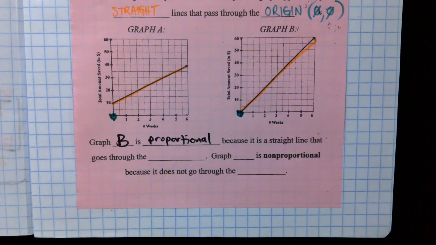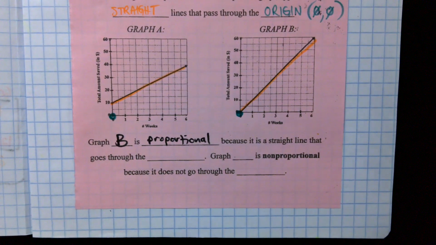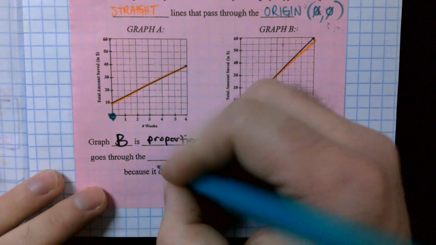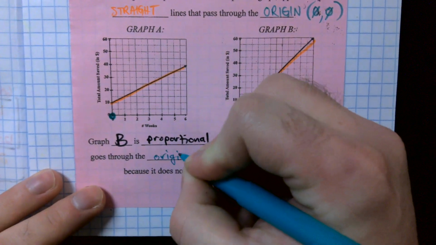What are the two things about graph B that tells me that it's proportional? Who can tell me what one of them is? Michaela? It goes through the origin. Good. Johnny, what's the second thing? It's a straight line. Straight line that goes through the origin.